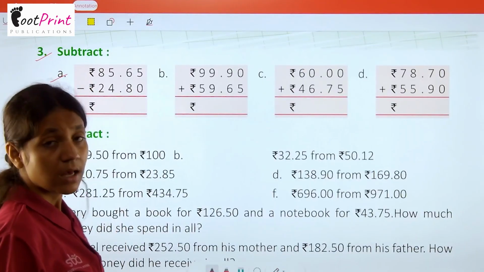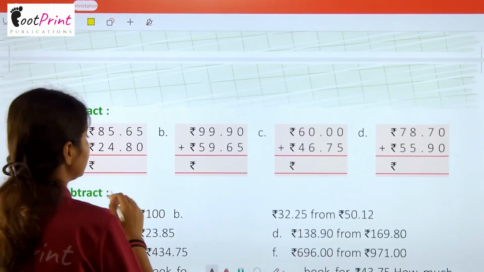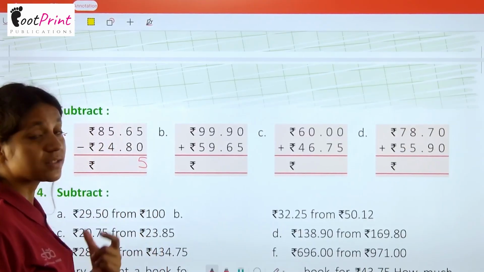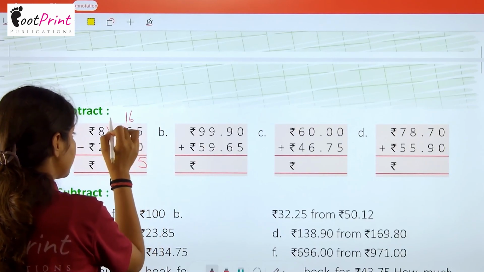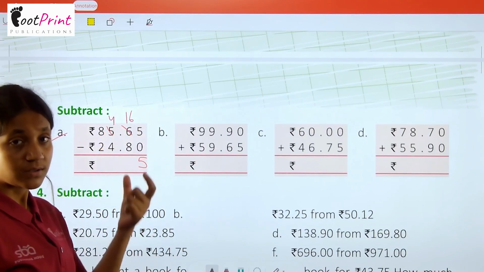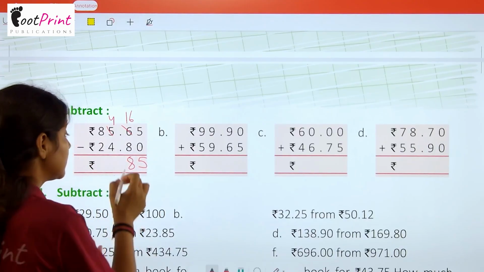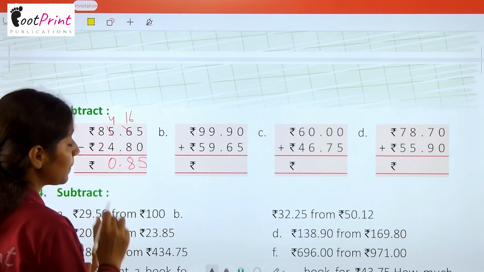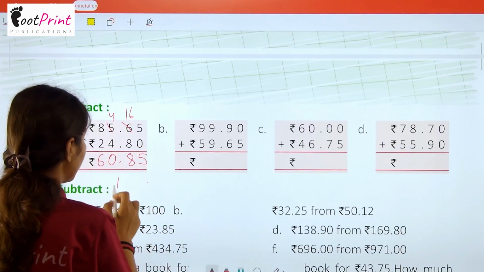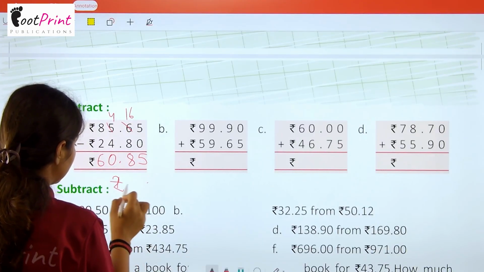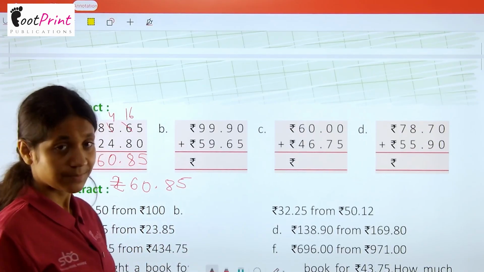Okay. Now we have the third question in which we have to do subtraction. First one I am doing for you. The rest of the part you people will do by yourself. Now 5 minus 0 is 5. Now 6 minus 8 is not possible. So we will make this 6 as 16 and this 5 will turn into 4. Now 16 minus 8 is 8. Now 4 minus 4 is 0. Do not forget to apply the dot. Now 8 minus 2 is 6. Okay. That means we have the answer, that is rupees 60.85 paise.